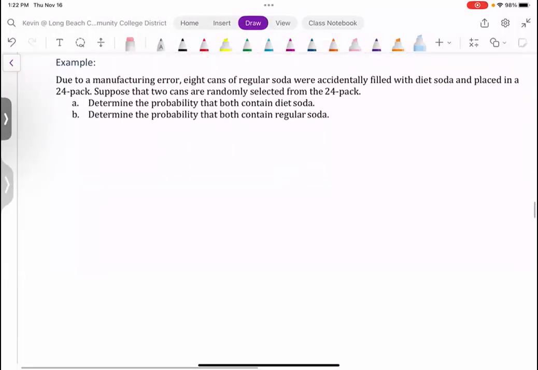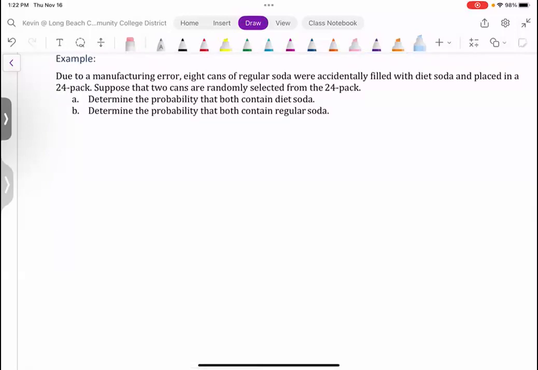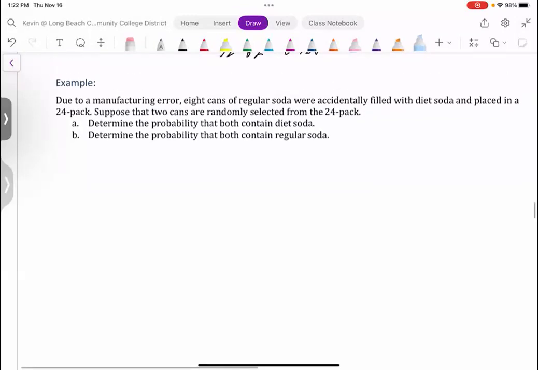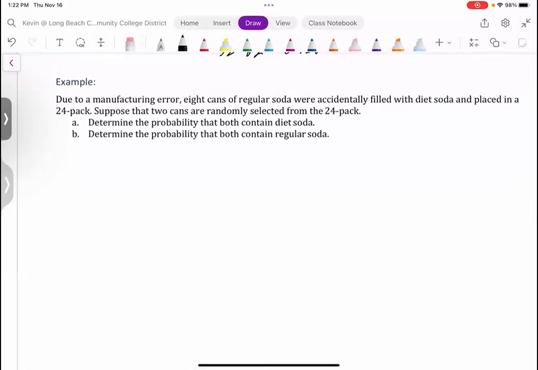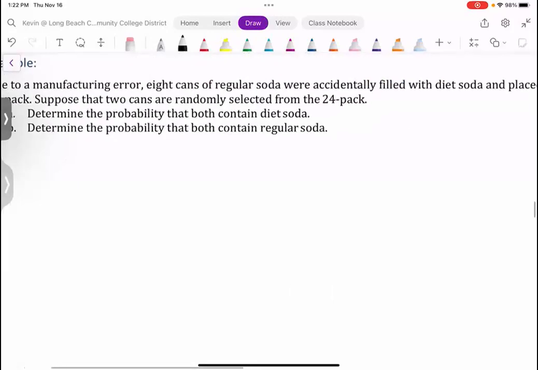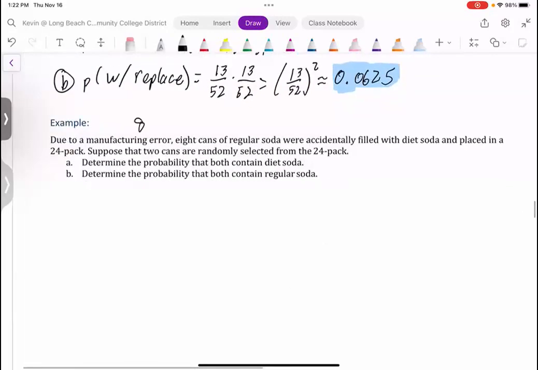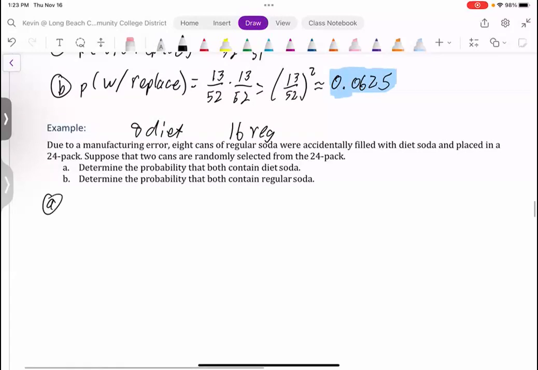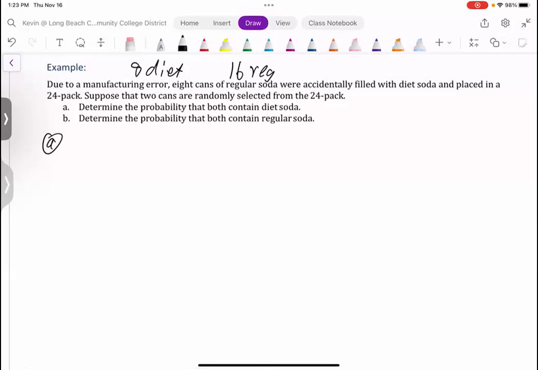All right, for our next example here. Due to a manufacturing error, 8 cans of regular soda were accidentally filled with diet soda and placed in a 24-pack. Suppose 2 cans are randomly selected from the 24-pack. I want to make it clear, first of all, that this means that in this 24-pack, there are 8 diet and 16 regular. Part A. Determine the probability that both contain diet soda. Now, we're assuming once we take one out, it gets drunk and we throw it away, so we're not going to replace it. So we're assuming all of these are not replaced.